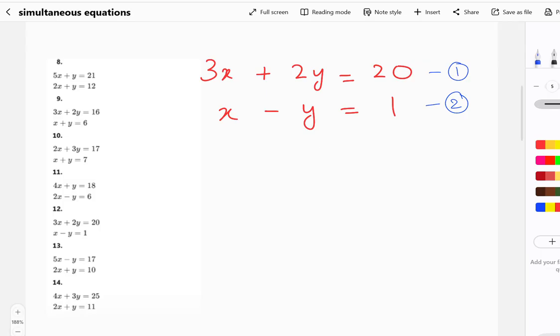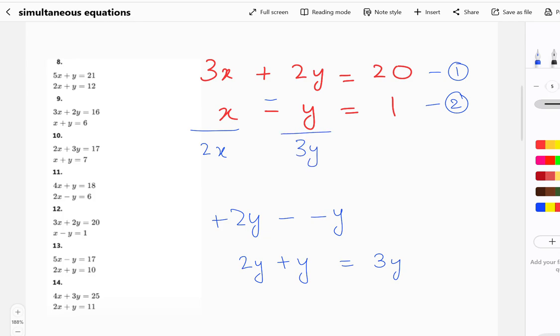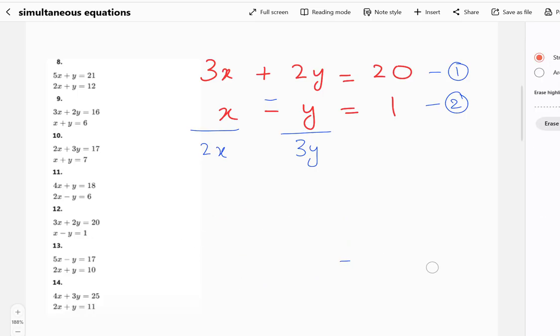If you take them away, 3 take away 2, you'll be left with 1x. 2y take away y, so basically plus 2y minus and minus y. Minus and minus makes plus. So you're going to get 3y. Still, none of the variables are eliminated here. Is that right? We cannot solve it unless one of the variables is eliminated. So it means we have to do something before adding or subtracting.